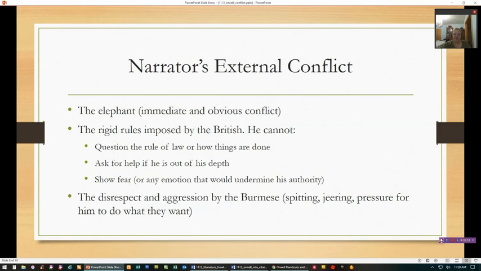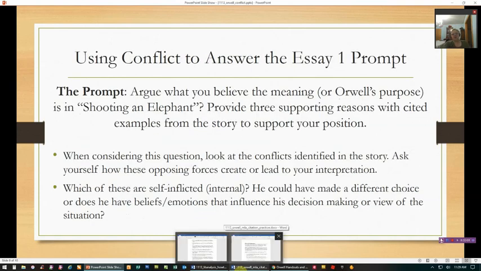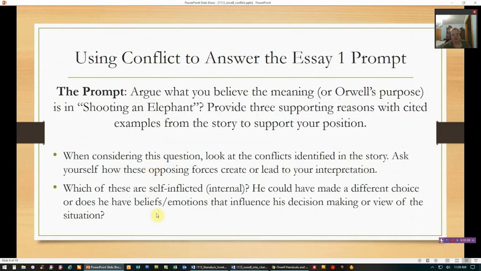Right. Another external conflict that he has to deal with is the aggression and the disrespect of the Burmese. They are doing these things to him, and how is he supposed to react to them? Right. So if you're using conflict to answer this prompt, look at all the possible conflicts.